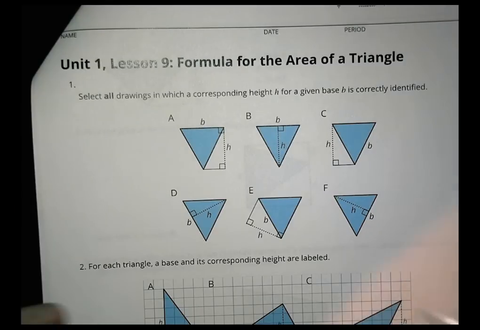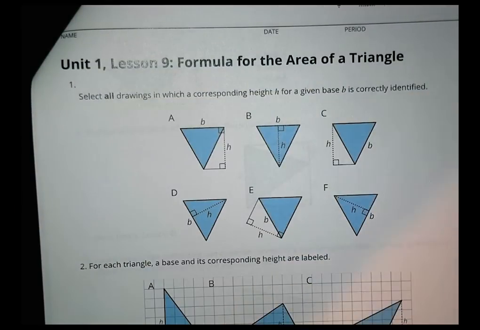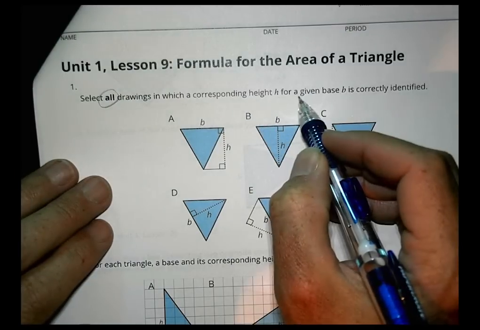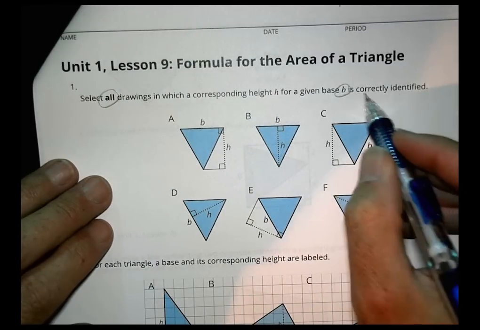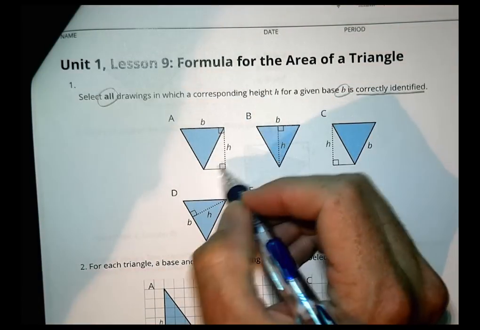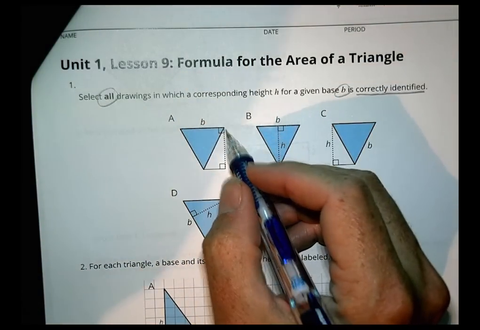Okay, now for your homework. Math 6, Unit 1, Lesson 9. Select all drawings in which a corresponding height is given for a base B is correctly identified. Alright, so remember it has to come off of the vertex and it has to form a perpendicular line off that somehow.